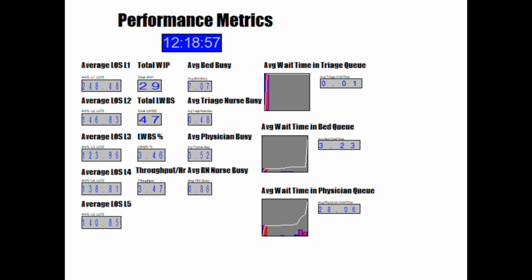Also looking at our graphs, we have wait time and queue for our triage, bed, and physicians, which we also used in order to determine where exactly our bottlenecks were. And that's where we saw that the physician queue was the main bottleneck, but also that occasionally we do have a bottleneck at the bed queue. So we're looking mostly into increasing the number of physicians as well as the number of beds.